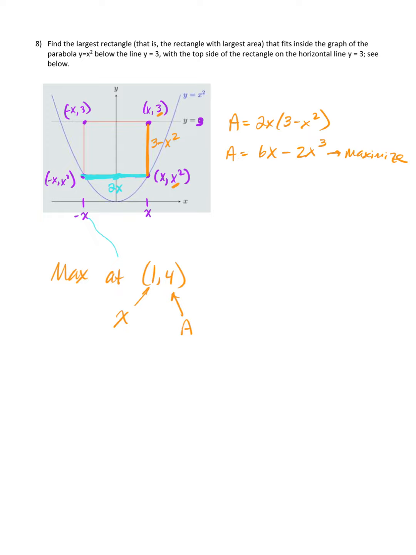Okay, so they asked to find the largest rectangle. So the largest rectangle happens when x is 1, which means that this whole distance is 2. And then if x is 1, then x squared is also 1. So this distance here is also 2. So the largest rectangle is 2 by 2.